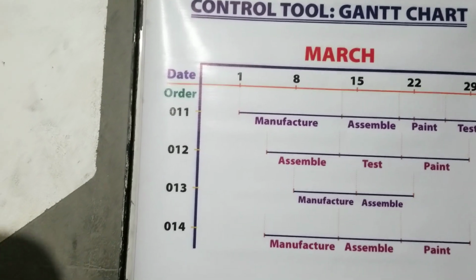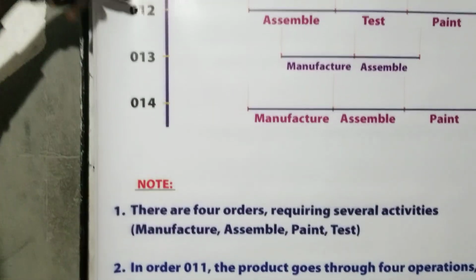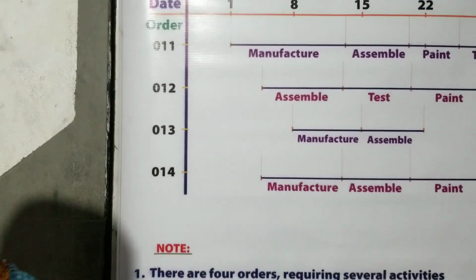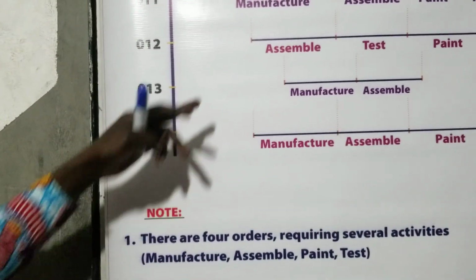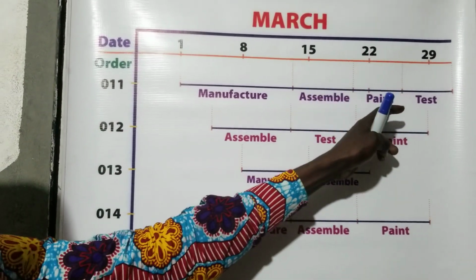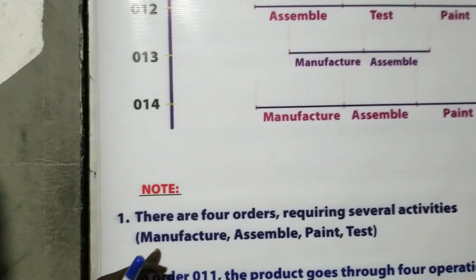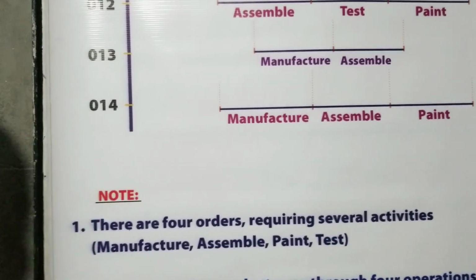So if you look at what is here, I said note. I said there are 4 orders. So 1, 2, 3, 4, requiring several activities. And what are the activities? Manufacturing, assembling, painting, and then testing. So manufacture, assemble, paint, and then testing.